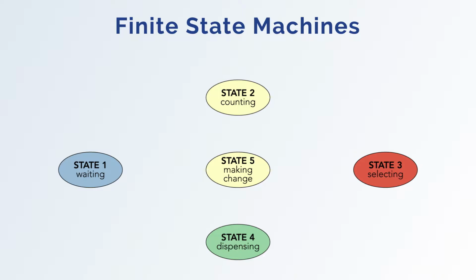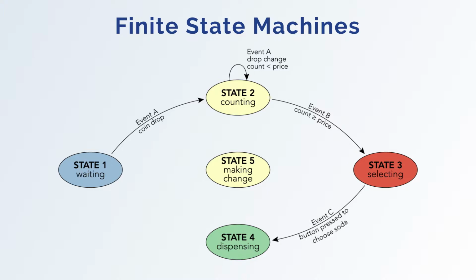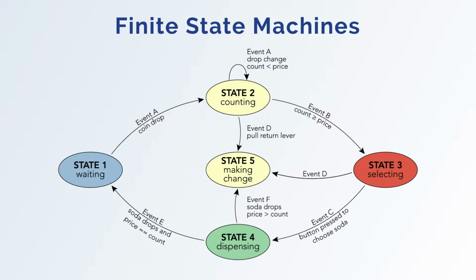Now, we also have a finite number of events. You can insert a coin. The count of the money can exceed the price of the soda. You can push one of the selection buttons or pull a return lever. The machine can drop a can when the count equals the price, or it can drop a can if the count of money exceeds the price. The machine can also drop change.